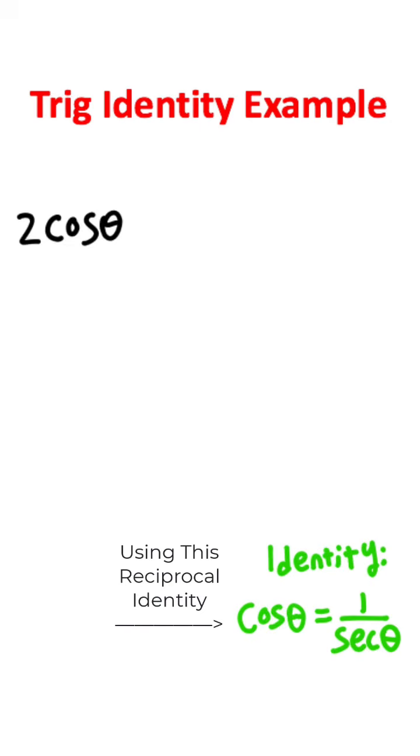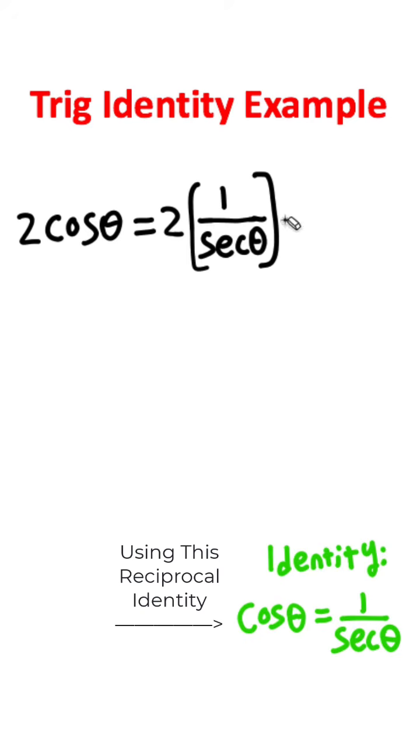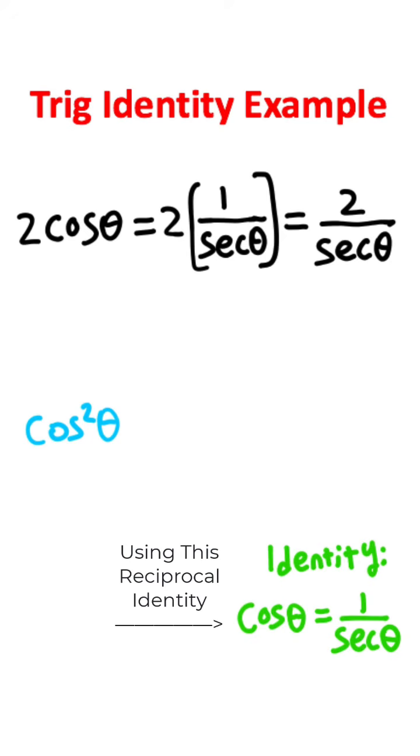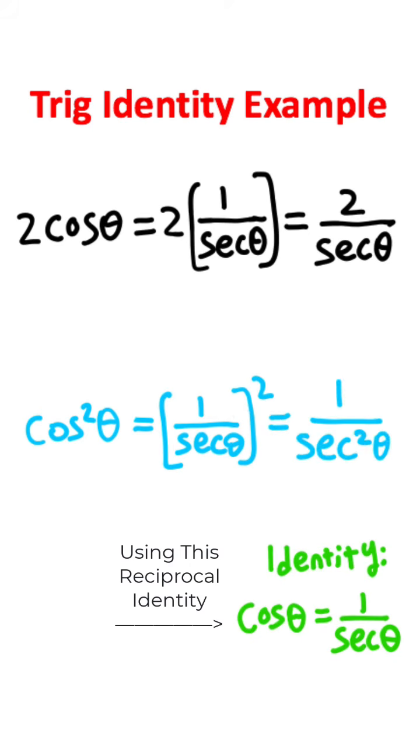If we have a situation where we have 2 times the cosine of theta, we could also rewrite this as 2 times the entire 1 over secant theta, and 2 times 1 over secant theta would just be 2 over secant theta. Now, if you had cosine squared theta instead, you could rewrite this as 1 over secant theta squared, where you just take this entire expression and square it. 1 squared is just 1. So all you need to do is square the bottom here, which would give you 1 over secant squared theta.